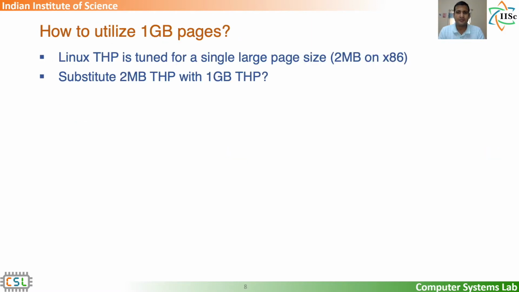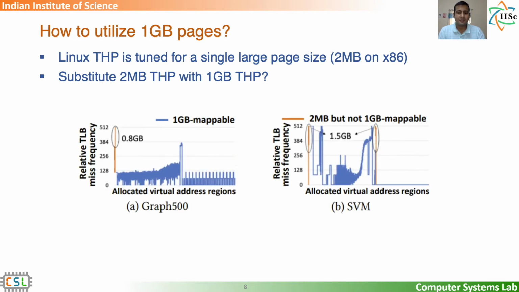Now that we know that 1 GB pages have significant potential, the question is how do we use them? One option is to simply replace 2 MB THP with 1 GB THP in the existing Linux implementation. Unfortunately, this is not the best idea. The reason is that some virtual address regions cannot be mapped with 1 GB pages because they are either not big enough or not aligned at 1 GB boundary. And in some cases, such regions contribute to a lot of TLB misses.